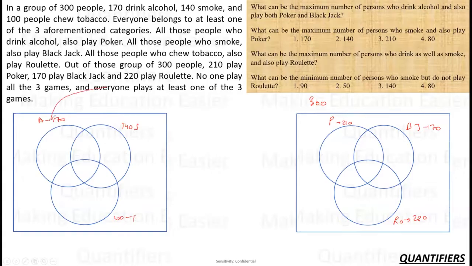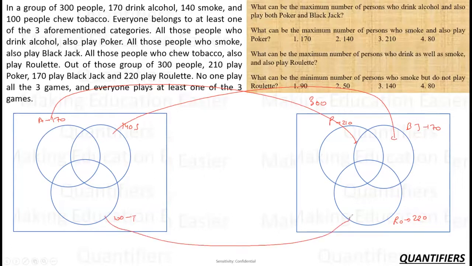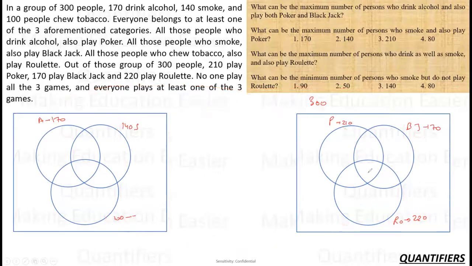All the people who drink alcohol fall in this category. All the people who smoke fall in this category. All the people who chew tobacco fall in this category. Now, this category is common to this. This category is common to this. Now, there can be something common here or here also. Let's see अब हमें किस तरह operate करना है इसके ऊपर.